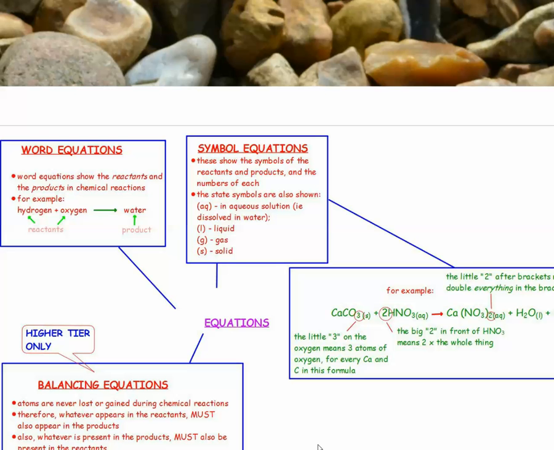Symbol equations show the symbols of the reactants and the products and the numbers of each. But it gives more information because they sometimes also show the state symbols. In other words, what physical state are they in? So if you see a little (aq) in brackets after a chemical formula, that means that it's in aqueous solution. In other words, it's been dissolved in water. A little (l) means it's in the liquid form, (g) is gas, and (s) is solid.